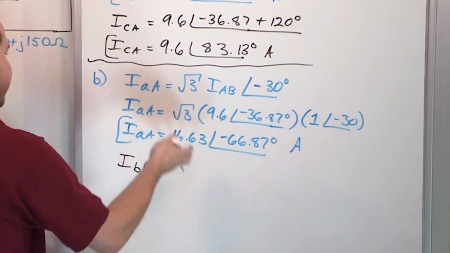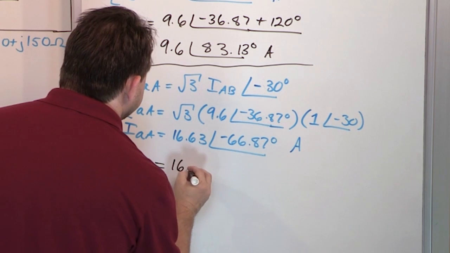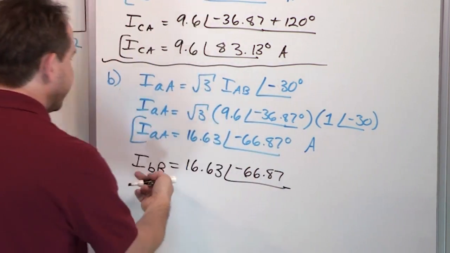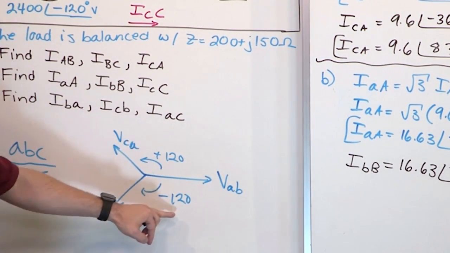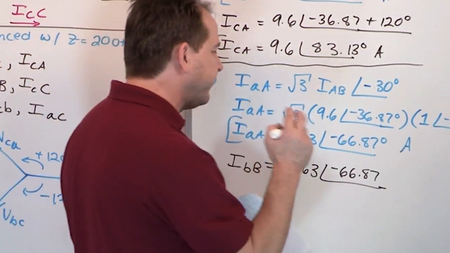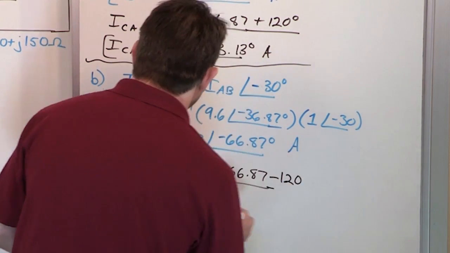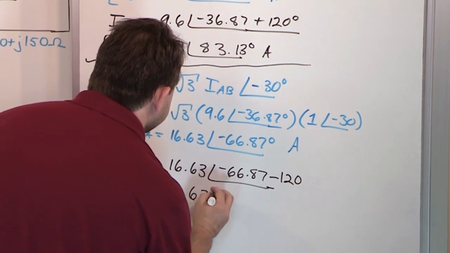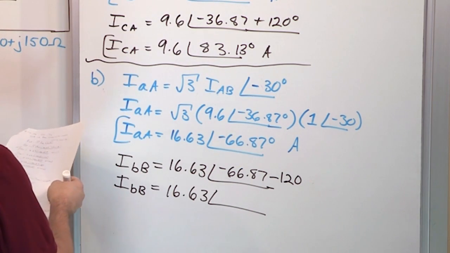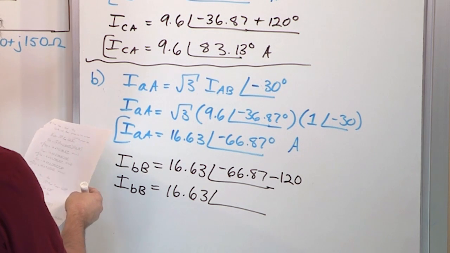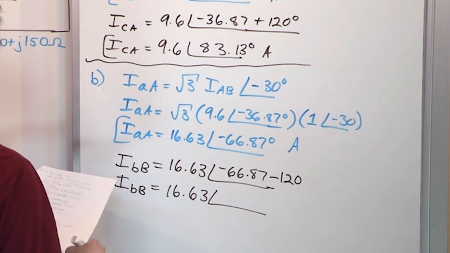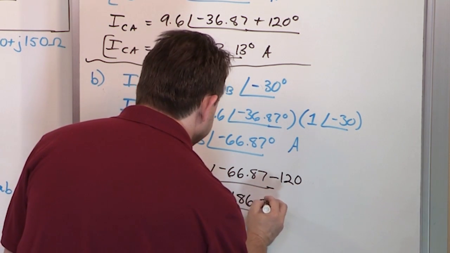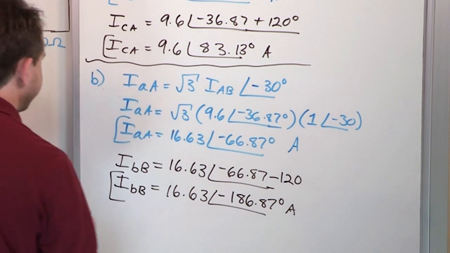All right, for the B line current, same sort of thing. IBB, you're just going to start with the A line current that you had, 16.63, angle negative 66.87. Now, what do you do for a B quantity? Just like before, when you start from an A, you subtract 120 to get to a B quantity because of this phase sequence. Right? So then you're going to get IBB equals 16.63 angle, and when you subtract this, what you're going to get is negative 186.87. Okay, this is the answer for the B line current.